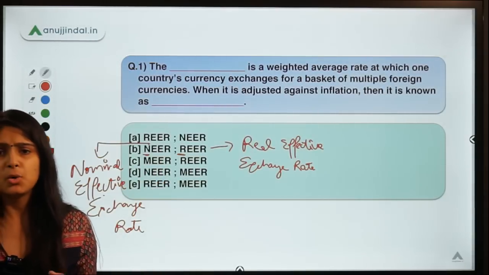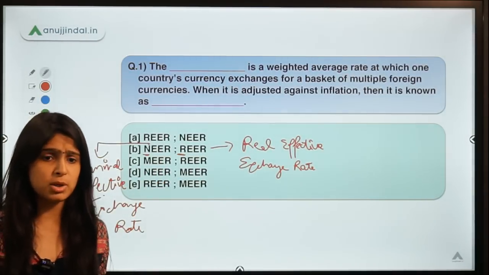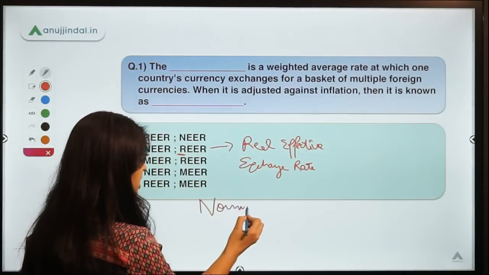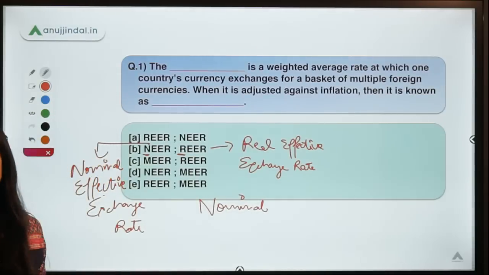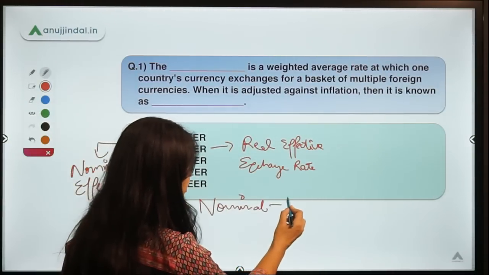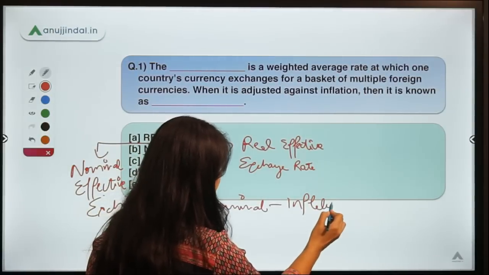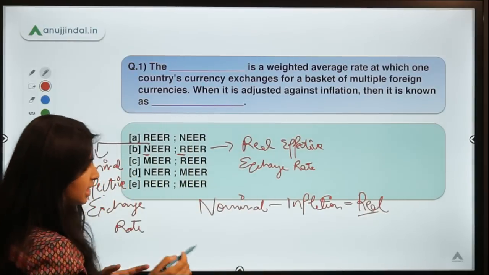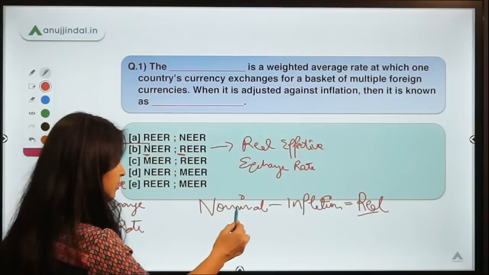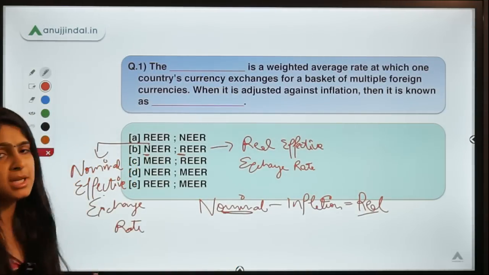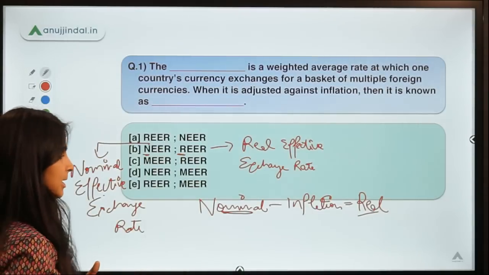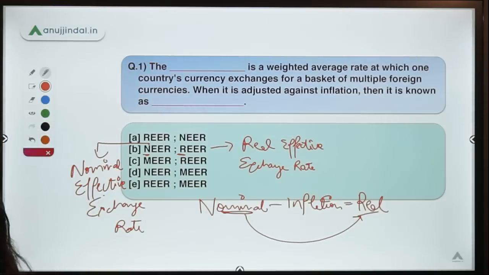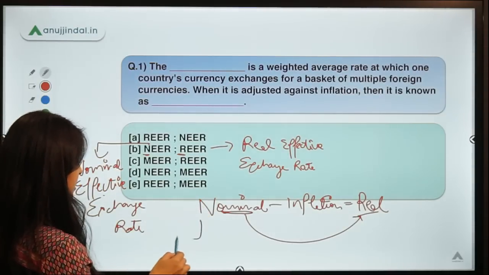So if you remember, we usually discuss in finance the relationship between nominal and real. How do we define it? See, nominal is something which has the component of inflation in it. And when you remove inflation from it, then you come to the real component. So basically, you are removing the effect or impact of inflation from this nominal measure. So it can be an interest rate or it can be any other variable, right? When we remove inflation from it, we come to the real one, right? So this concept you can apply here.